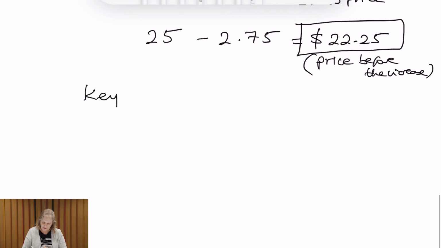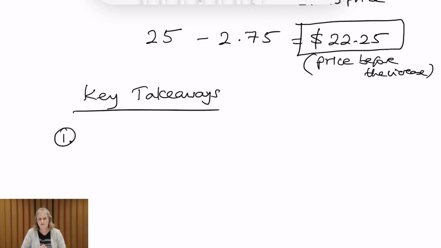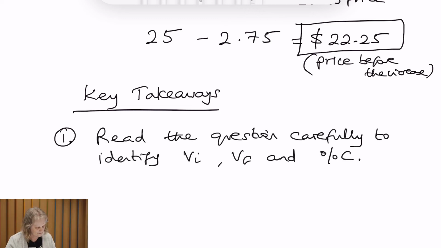We're just going to have a look at the key takeaways for this. First piece of advice: always read the question carefully and make sure you identify those 3 variables, the V subscript I, V subscript F, and the percent change. My second takeaway is, make sure you change any percentages to decimals by dividing by 100. That's always the case with any percents that we're using.